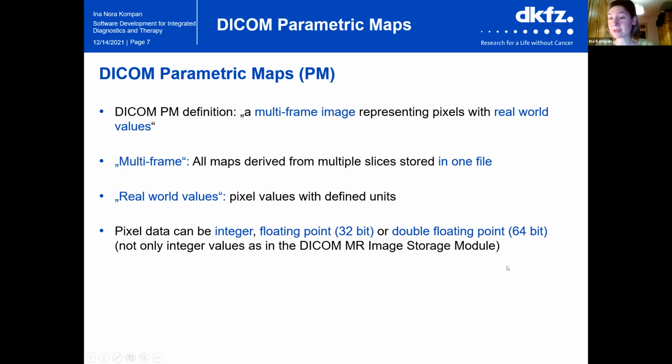I think there's a common misconception in the MR community that DICOM data can only be stored as integer values. The reason for this is that when DICOM data are retrieved from the MR scanner, they're usually stored in the DICOM MR image storage module, which indeed can only store integer values. But that's not generally the case in DICOM, so parametric maps storing data in floating point and double floating point values is feasible. And conveniently, the metadata are included in the definition of a DICOM parametric map.